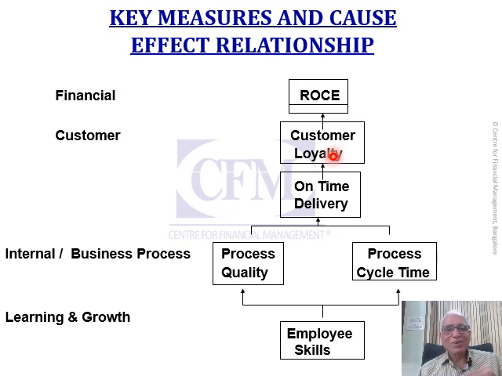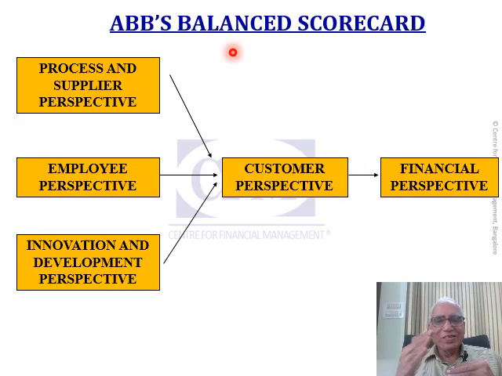And customer loyalty is eventually the foundation for improved return on capital employed. The balanced scorecard has been augmented and modified by companies to suit their requirements. Here is an example of such augmentation done by ABB. ABB's balanced scorecard has five perspectives. In addition to the four traditional perspectives, it has process and supplier perspective.